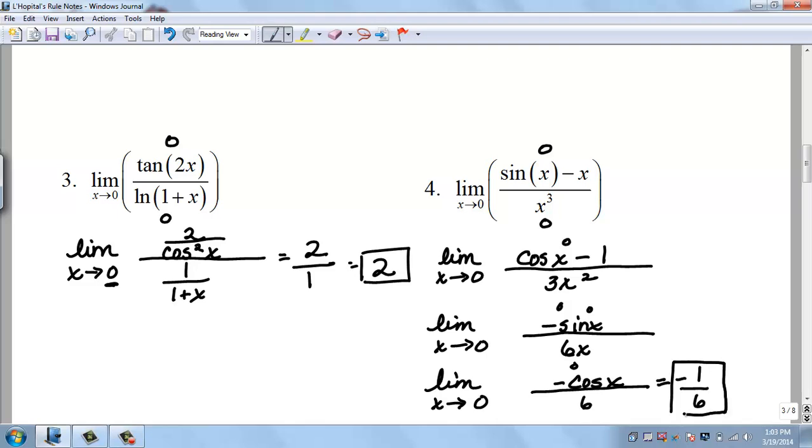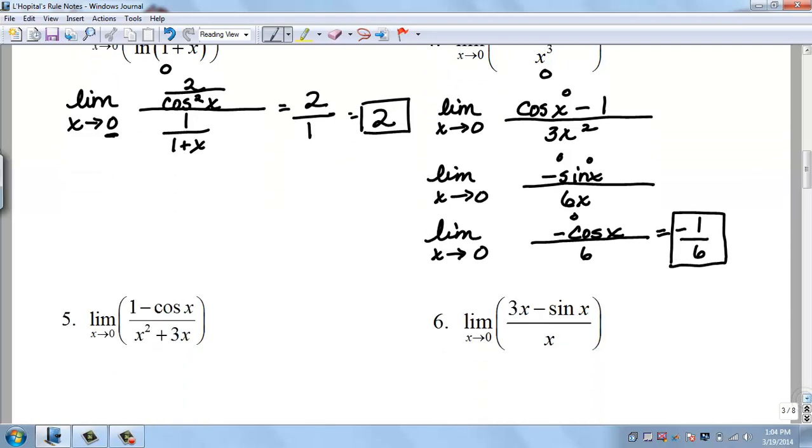Don't you just love L'Hopital's rule? You can keep doing this until you get to the limit. But once you get to a number, you need to stop. Okay? Let's try a couple more.